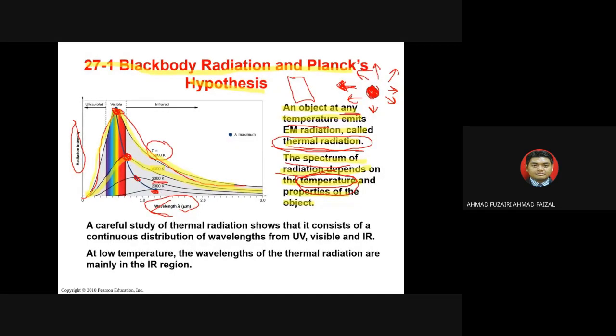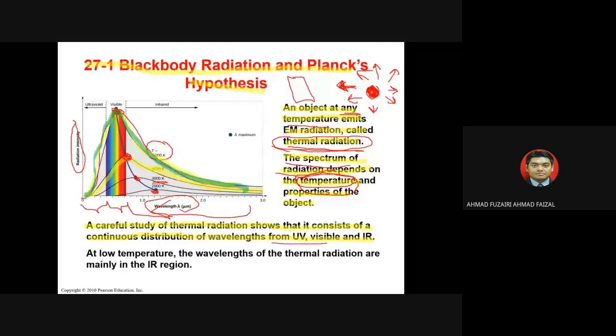A careful study of thermal radiation shows that it consists of a continuous distribution of wavelength from UV, visible, and IR. Meaning that if you look at this curve, you'll notice that it consists of an ultraviolet portion here, and then visible light here, and also infrared here. So it consists of wavelength from UV, visible, and infrared.